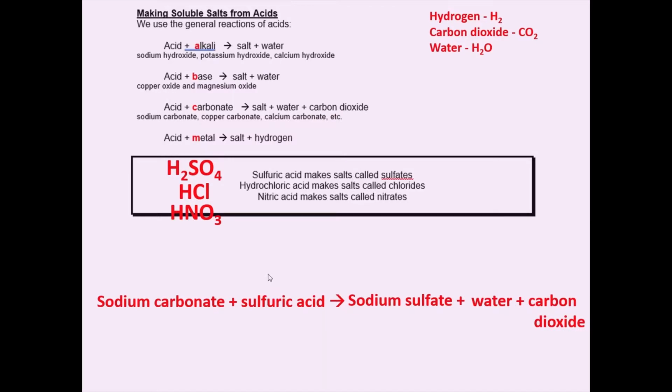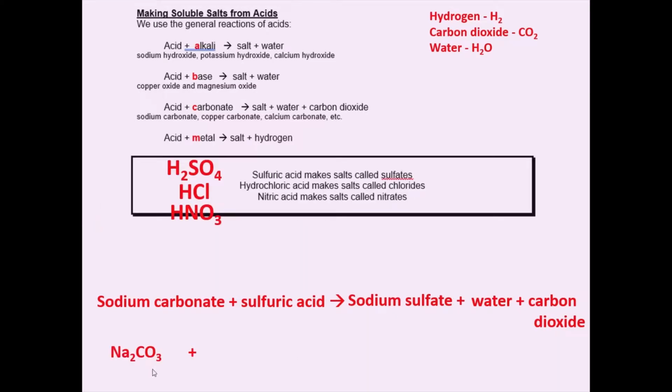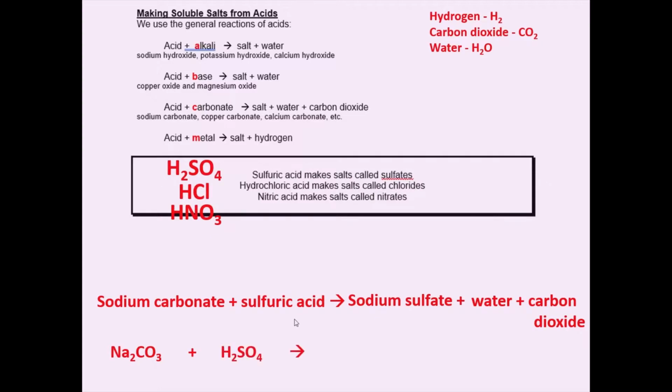To put our formulas in, we need to go to our data sheet. Sodium is Na+1. Carbonate, we've got it here, CO3-2. So we'll need 2 sodiums, 2 plus 1s, 1 minus 2, so Na2CO3. Sulfuric acid, H2SO4. Sodium sulfate, let's go back to that data sheet. Sodium, Na+1. Sulfate, SO4-2. We're going to need 2 sodiums for every sulfate, so Na2SO4. Water, H2O, carbon dioxide, CO2.